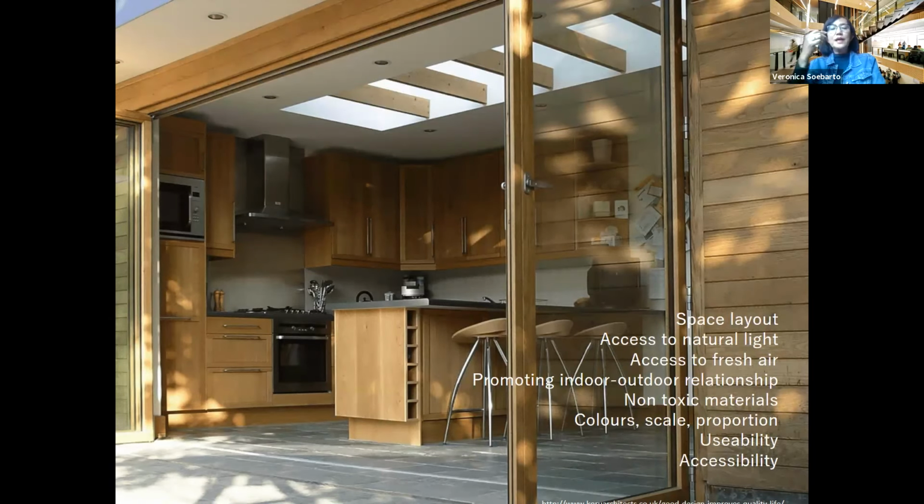Space layout, for example, can affect the feeling of safety, can affect the feeling of spaciousness. It could affect our emotional well-being. Imagine if you're in a cramped space, very condensed space, you probably can get angry very quickly. Although some people might say, oh, I feel really cozy and secure when you feel in a small environment. So it really depends. Access to natural light, I'm sure we all relate to this.